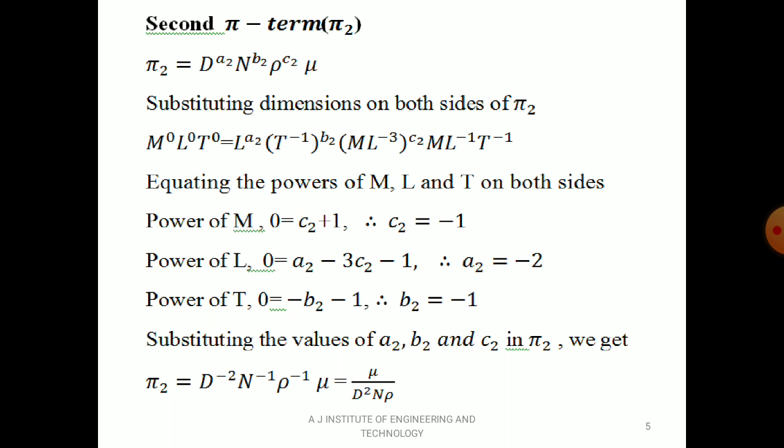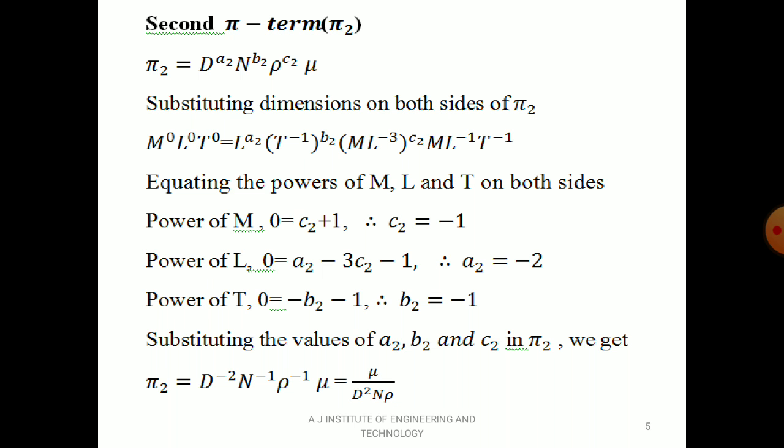So pi 2 has no dimensions, so M to the power 0, L to the power 0, T to the power 0. Then L to the power a2, T to the power minus 1 to the power b2, ML to the power minus 3 to the power c2 into ML to the power minus 1 T to the power minus 1. That's the dimension for mu, dynamic viscosity.